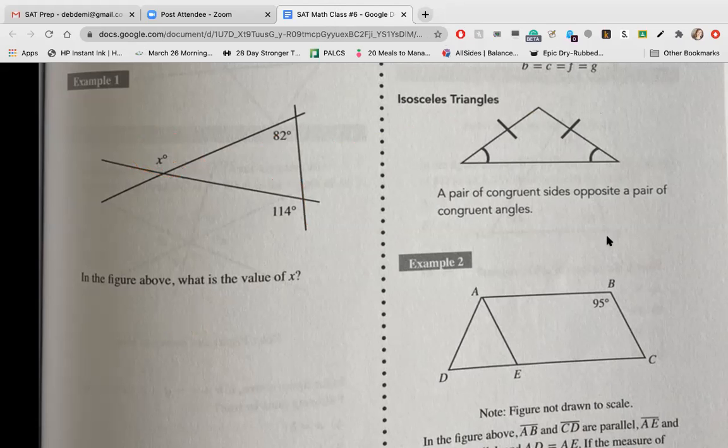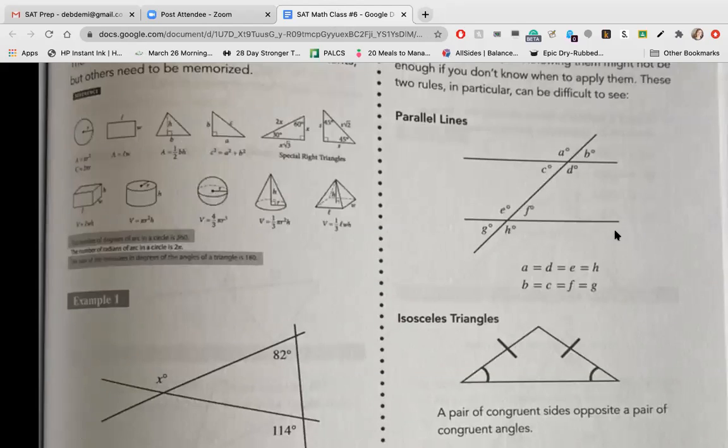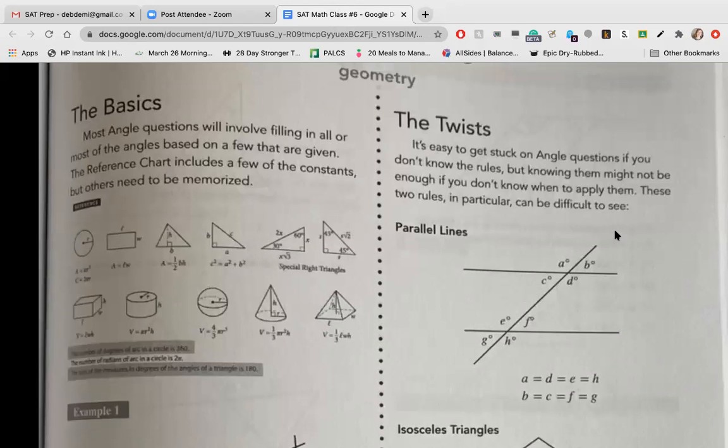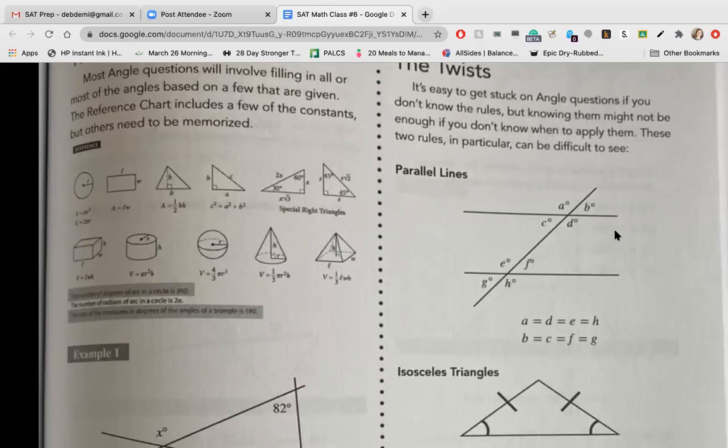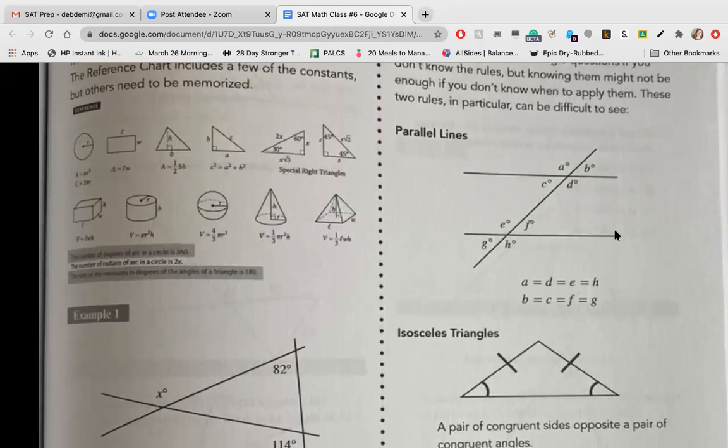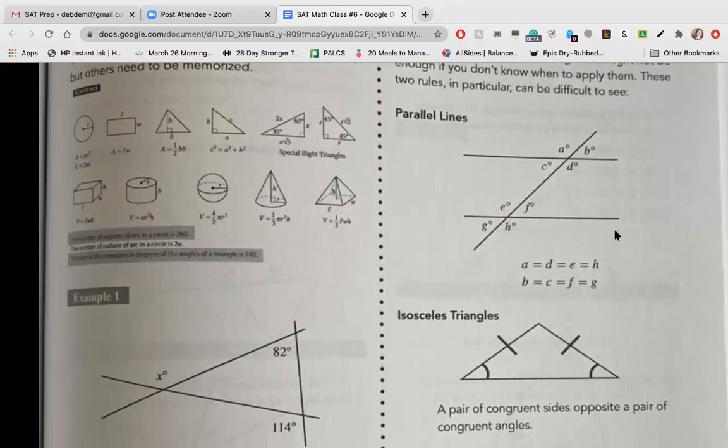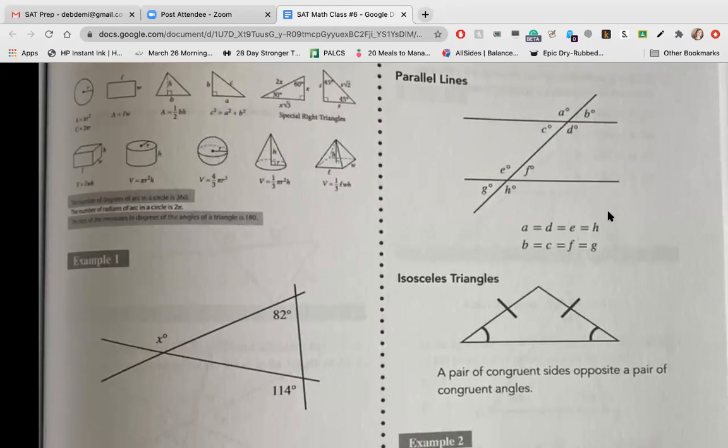So let's talk about isosceles triangles. Again, well, let's talk about these parallel lines. I missed this. So it's easy to get stuck on angle questions if you don't know the rules, but knowing them might not be enough if you don't know how to apply them. These two rules can be difficult to see. Okay, we went over this in the beginning. Parallel lines, you know that A is equal to D is equal to E is equal to H. The vertical angles are equal and the corresponding angles are equal. So know that.